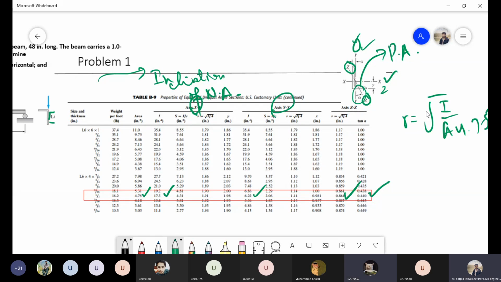No, sir. Just give me a moment. Okay, I am giving you this table. Take 2 minutes and write down the dimension of the angle section which is being provided in the question, and I'll get back to you.